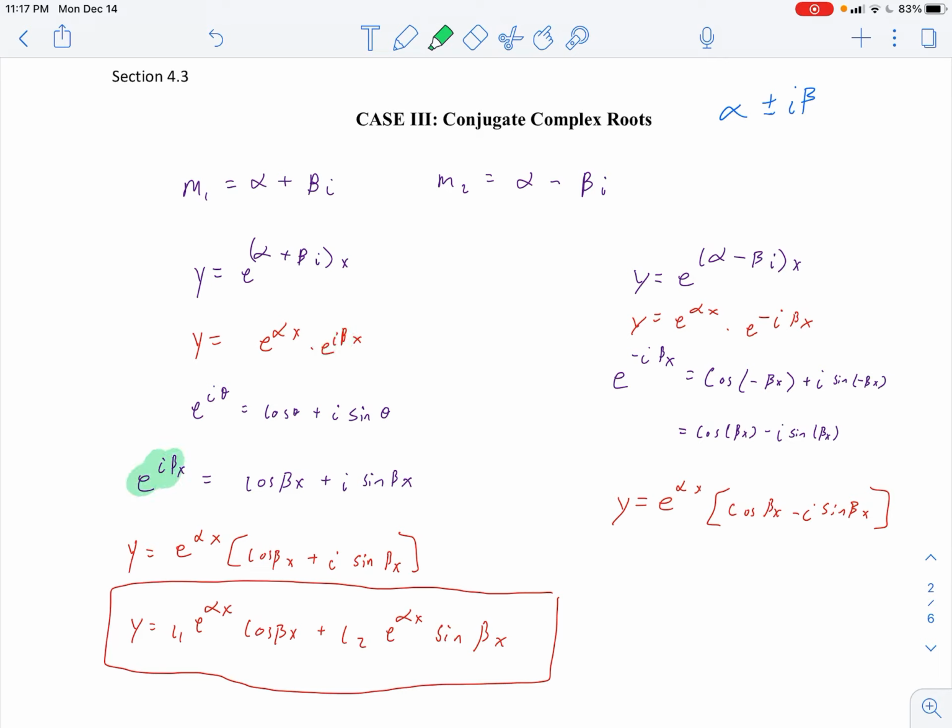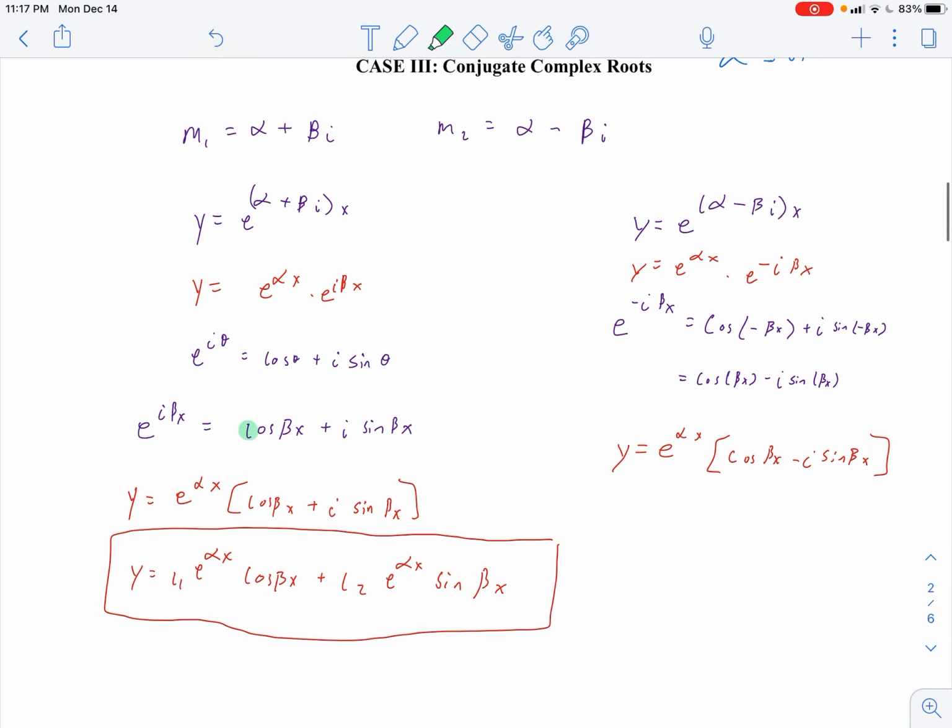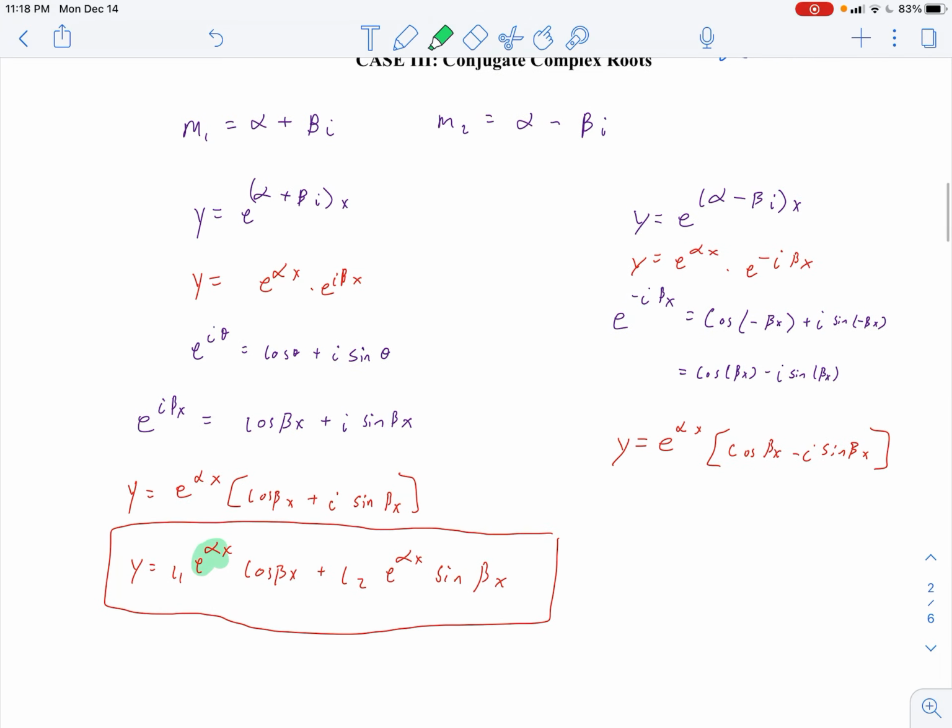So now, e to the i beta x is equal to cosine beta x plus i sine beta x. And that's all we did. Now we're going to substitute this in for e to the i beta x. We're going to have e to the alpha x times cosine beta x plus i sine beta x. Go ahead and multiply. When we do that, we have a solution: e to the alpha x times cosine beta x plus e to the alpha x times sine beta x, and then we can put our c sub 1, c sub 2 there. So we have a solution.